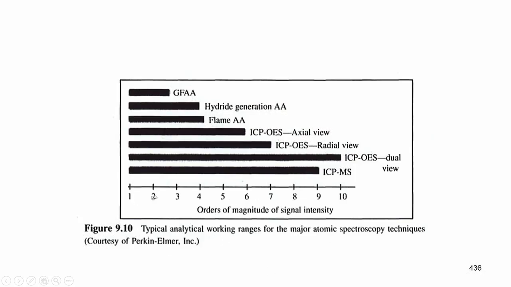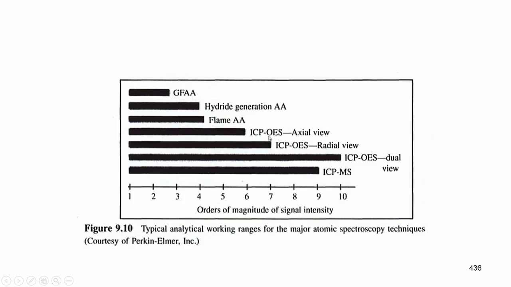You can see I have plotted signal intensity from 1 to 10. These are orders of magnitude. That means if I have a graphite atomic absorption signal of about 25%, the same signal will be approximately double if I use hydride generation, but you have to remember that hydride generation AAS is not suitable for all elements. Similarly, flame atomic absorption signal intensity is always higher than hydride generation AAS.